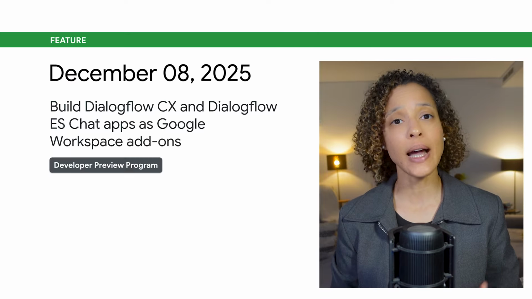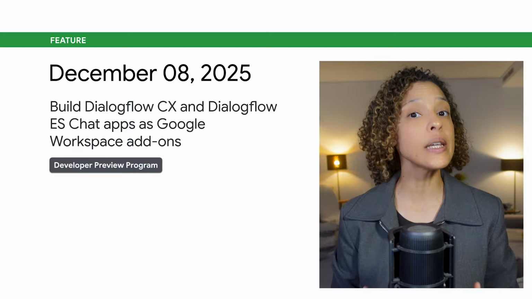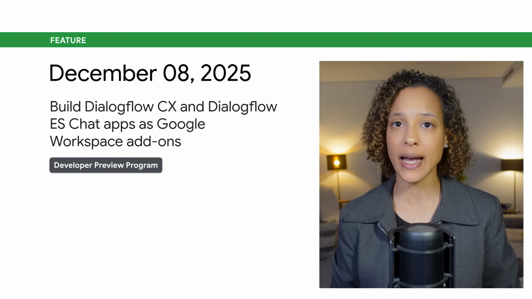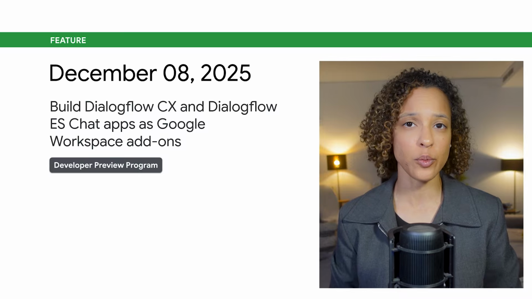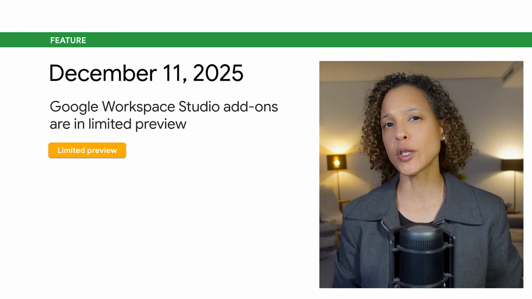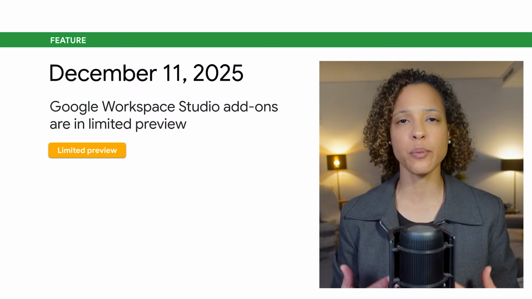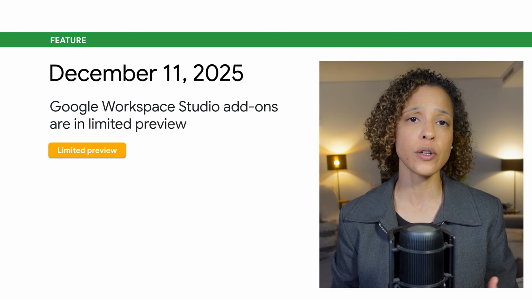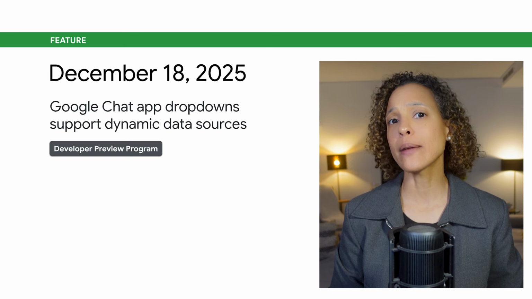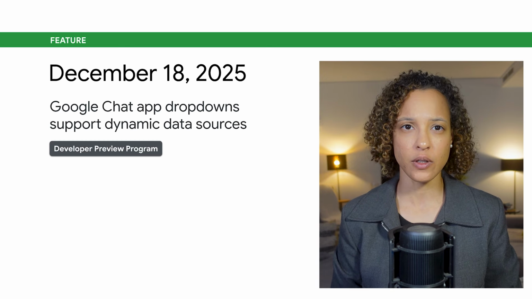You can now build Dialogflow CX and Dialogflow ES chat apps as Google Workspace add-ons. This feature is available through the Developer Preview program. Extending Google Workspace Studio with add-ons is in limited preview, and there is currently no way to request access to this preview. Google Chat App dropdowns support dynamic data sources.